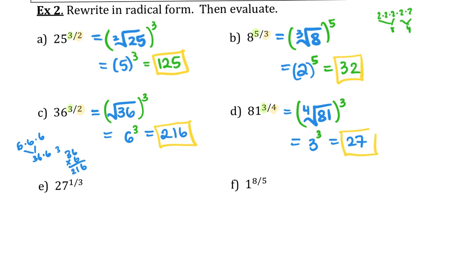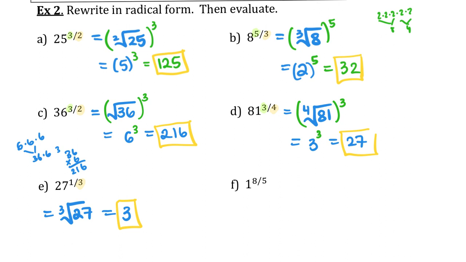Let's try 27 to the 1/3. Okay, what's the index? It's a 3. So I know I'm doing 3rd root of 27. There's no number at the top except 1, so I'm only doing the root. So that's 3.